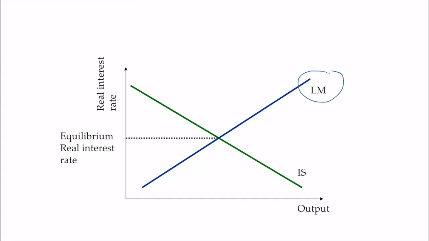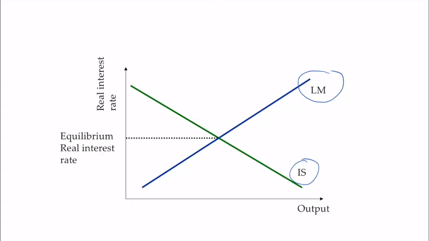The starting point is the ISLM model, where we've summarized an economy in two curves, one that represents the equilibrium in the money market, that we call the LM, and one that represents the equilibrium in the goods market, that we call the IS. The intersection of these two lines determine an equilibrium real interest rate and an equilibrium level of output or GDP.